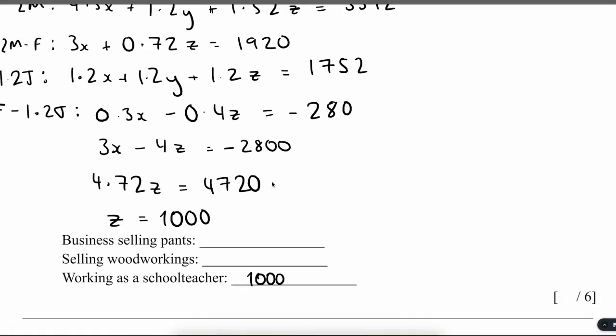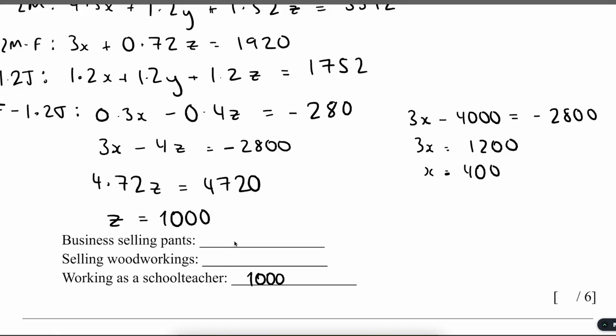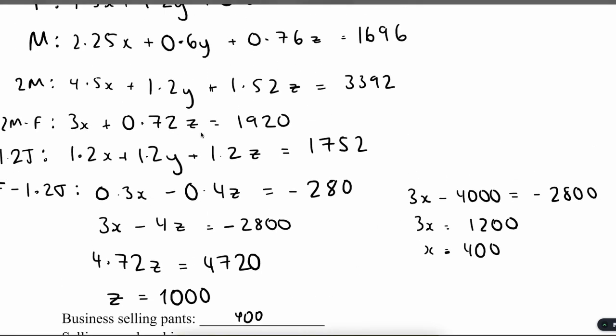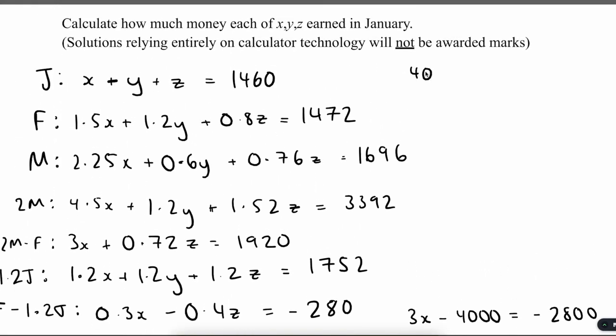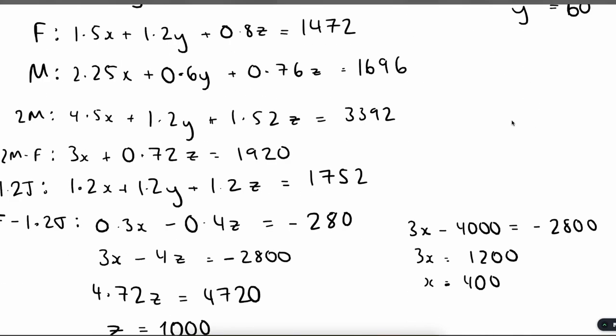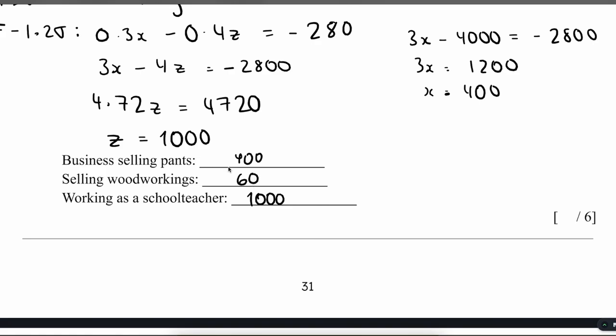Now we know Z, we can work out X very easily using this equation here. So 3x minus 4,000 equals minus 2,800. So 3x must equal 1,200. So X must equal 400. So there's X found. And then finally we need an equation for X and Y, so we might as well use this top one here. X is 400, Y we don't know, Z is 1,000, and so that makes 1,460. Cancel off the 1,400, and we should see that Y equals 60. So we found all three values, 400, 60 and 1000.